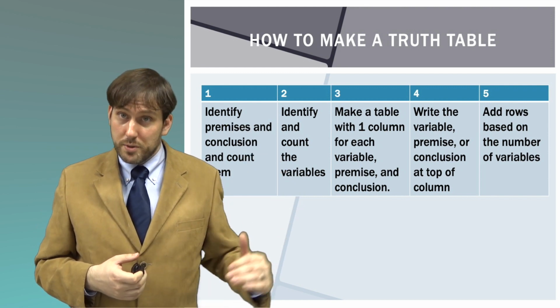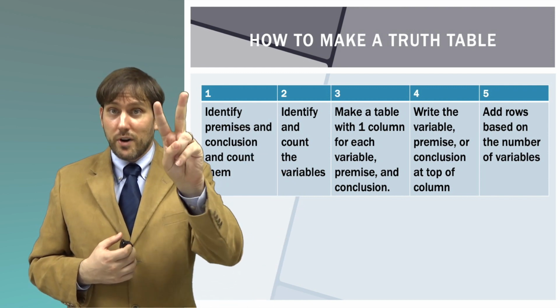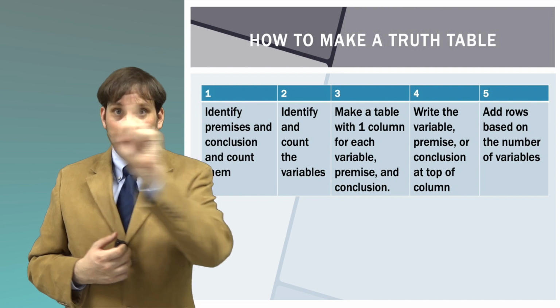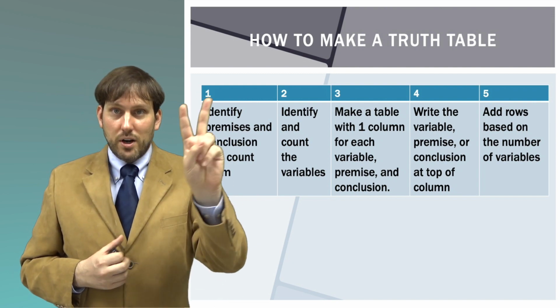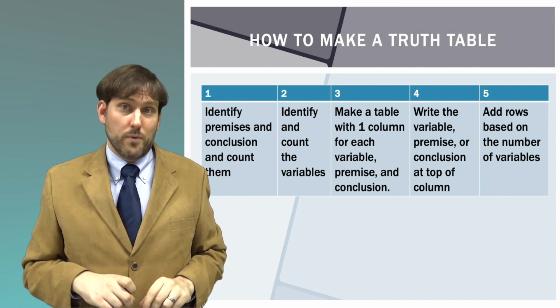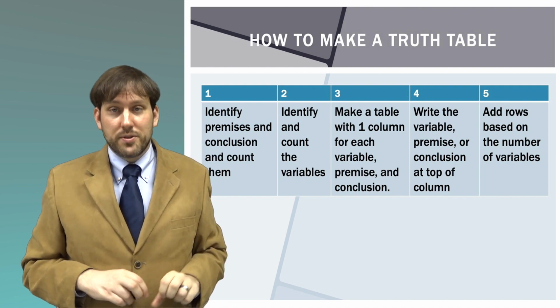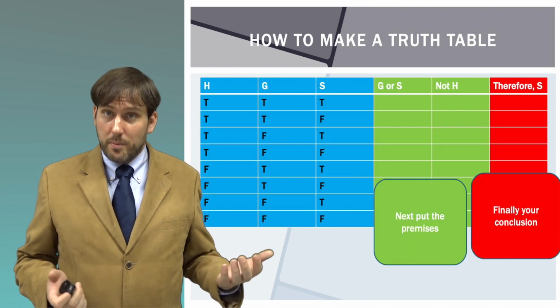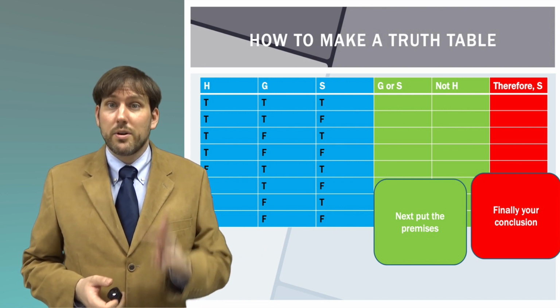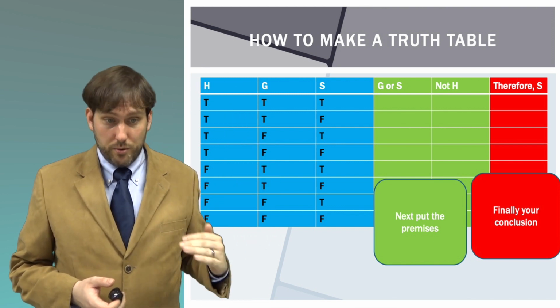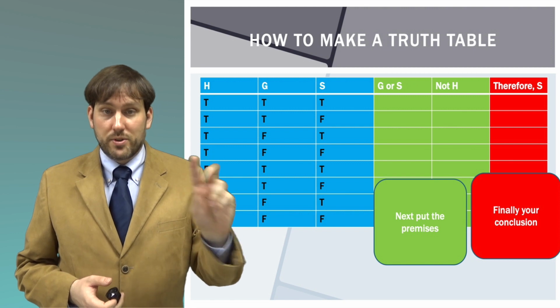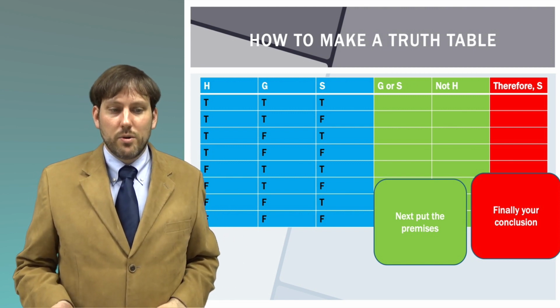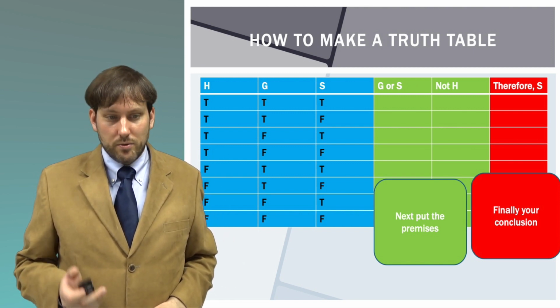And then we need rows based on the number of variables. If we have two variables, each thing can be true or false. So we have 2 variables times 2 possibilities is 4. If we had 3 variables, then we have 2 times 2 times 2, which is 8. Here's an example of how this would look if we had 3 variables. So I've given us 8 rows, and if we had 2 premises and a conclusion, then we would fill these things in using our tables.